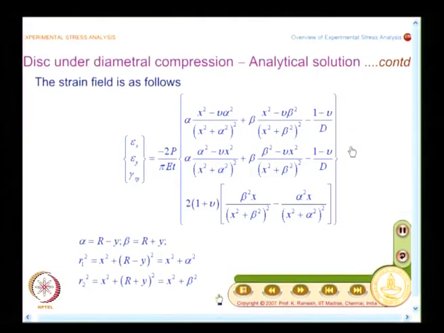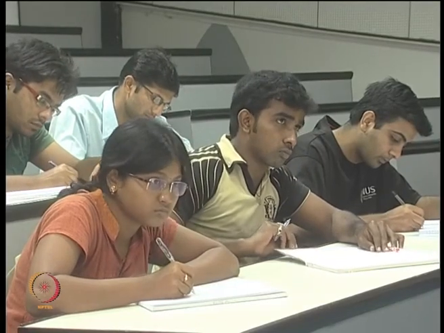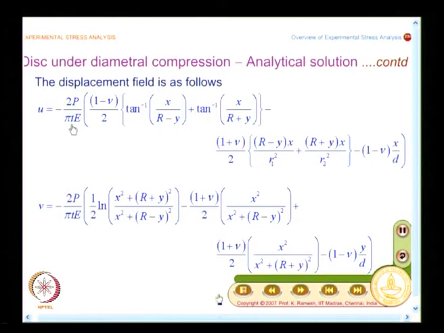You have seen the stress field, strain field, both of them are longish, and definitely the displacement field is going to be much longer than what you have seen all along. So, it is better, please take your time to write it down, and you have this as u equal to minus 2 p by pi t e into 1 minus nu divided by 2.